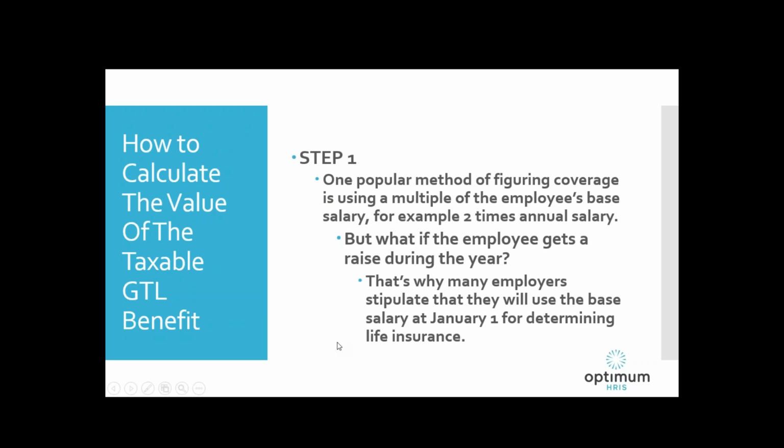Probably the most common way that companies dole out group term life insurance coverage is by using a multiple of the employee's base salary. For example, your company may say that employees can have 2 times their annual salary, and the excess value over $50,000 will be an employer-paid taxable benefit. However, there is a wrinkle here if the employee's annual salary changes in the middle of that year. And for that reason, it's very common for group term life plans to contain a clause that the salary basis will be used according to the salary at a specific date in the year, maybe January 1, maybe July 1, but it's locked in at a certain date of the year.